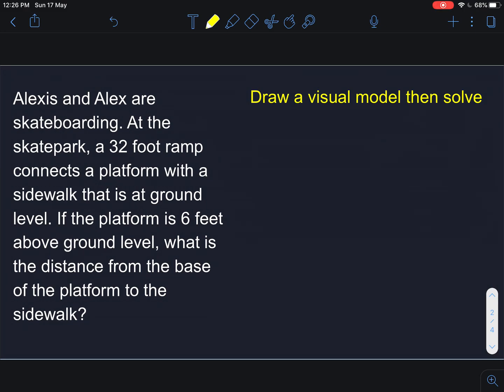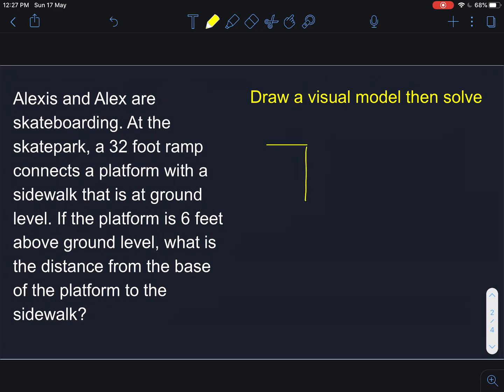to the sidewalk? And so the question is asking you to not just get an answer, but to use a visual model. And I want to make sure it's clear what we expect when we ask for a visual model, because that's part of the problem solving process where you're going to communicate your work. Okay, so a visual model is basically a picture. So we're going to go ahead and draw a picture. And here is roughly what this is going to look like.